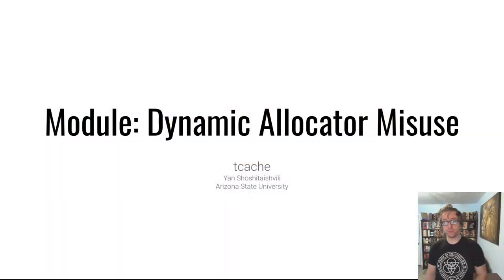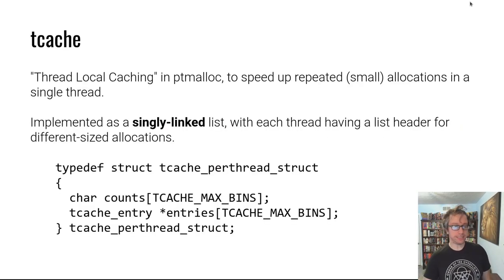I'm Jan and we'll be talking about tcache. What is tcache? Tcache is short for thread local caching. It is a ptmalloc feature created in the last couple of years and constantly evolving, which makes it actually challenging to teach about, that speeds up repeated small allocations, and we're talking about things that are roughly a page in size or less, done in a single thread.